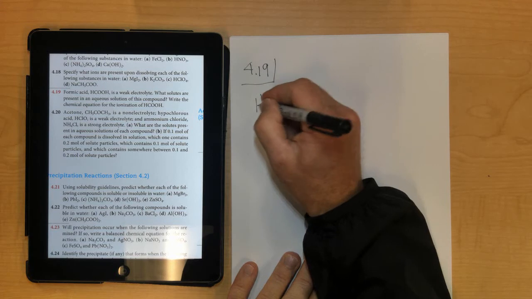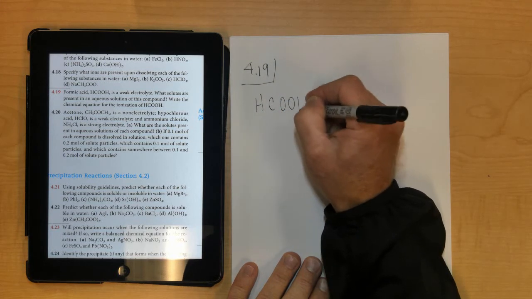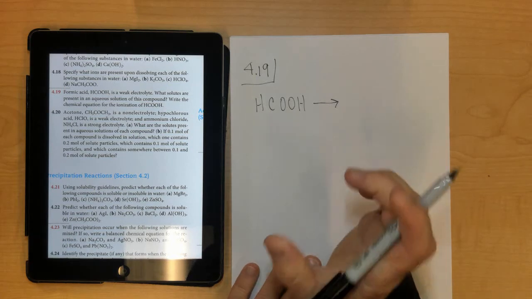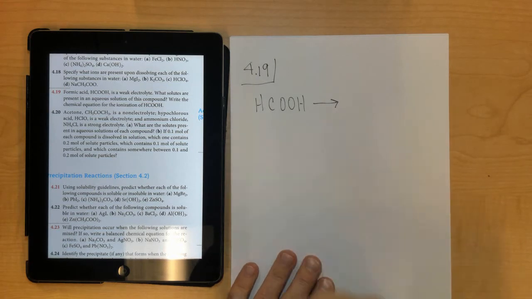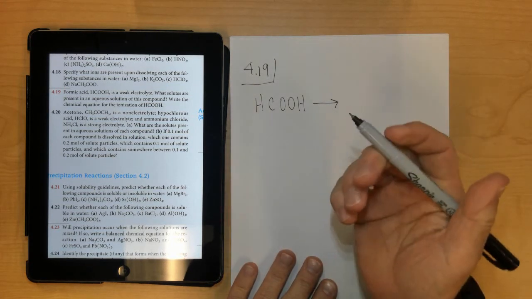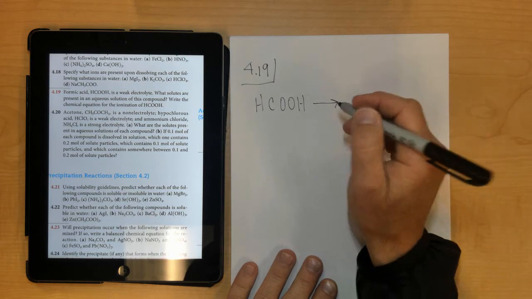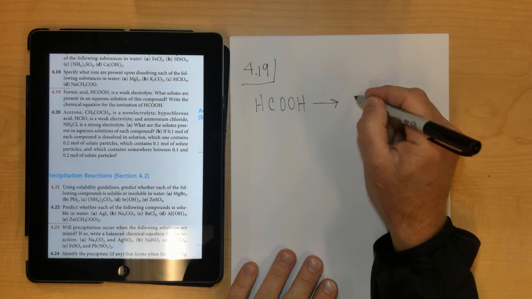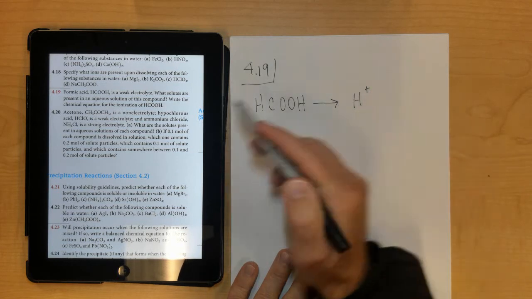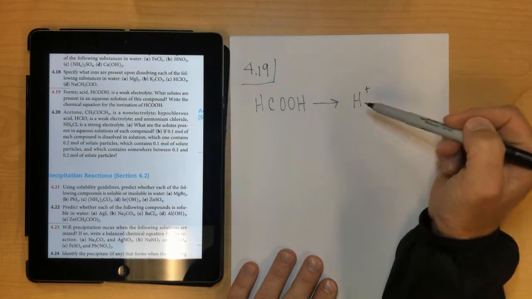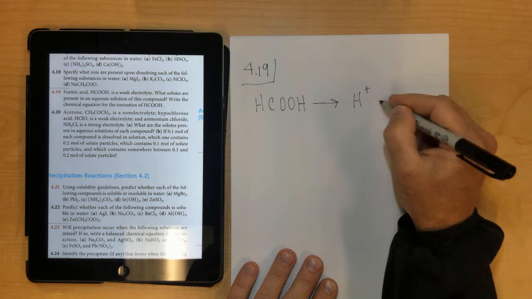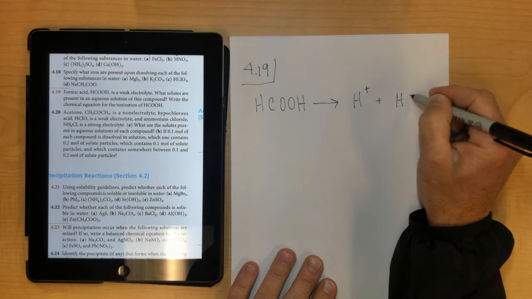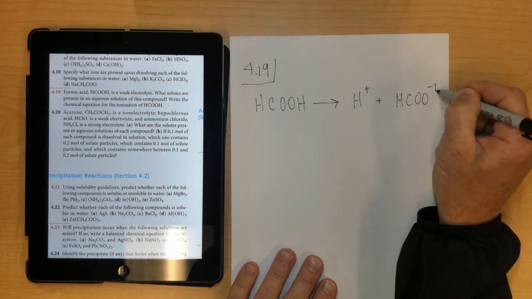HCOOH. Since it says it's a weak electrolyte, remember that when it dissolves in solution, it doesn't completely break up into ions. It only does a little bit. When it forms the tiny bit of ions that it does, it'll make a few H+, because it's an acid, and remember acids are always a good source of H+, and then it'll have the remainder of the acid, HCOO with a negative sign here.